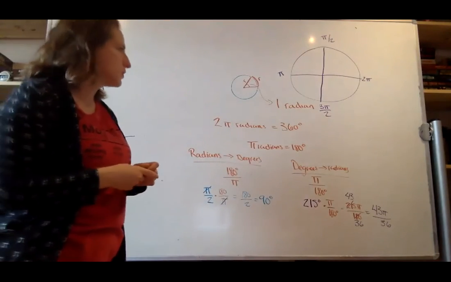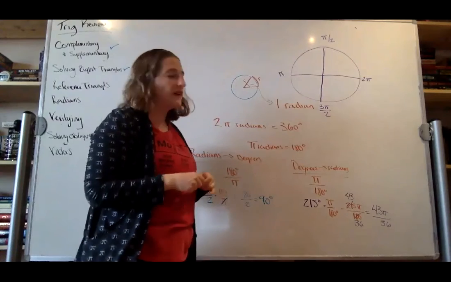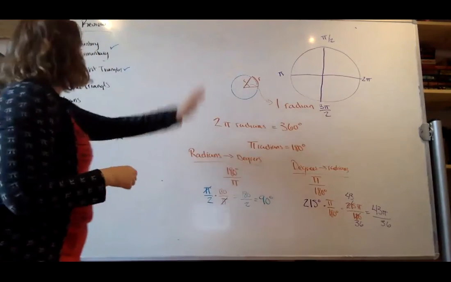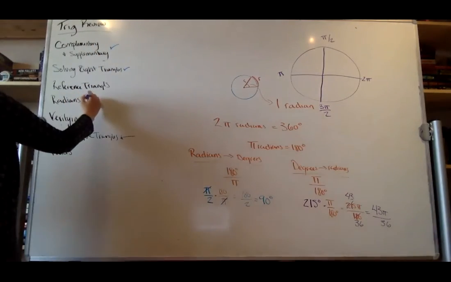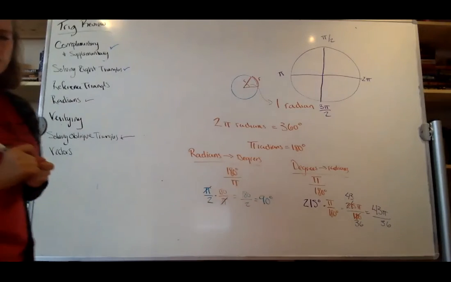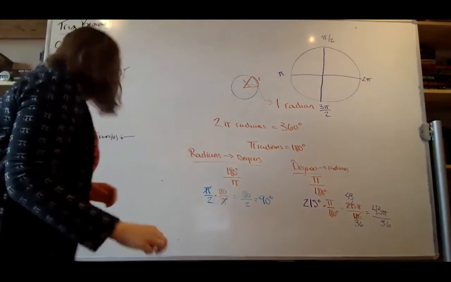And then there are other radian measures on your unit circle. You can use your unit circle as needed, of course, on the final exam. So that's radians. Next, let's do reference triangles. What's a reference triangle?